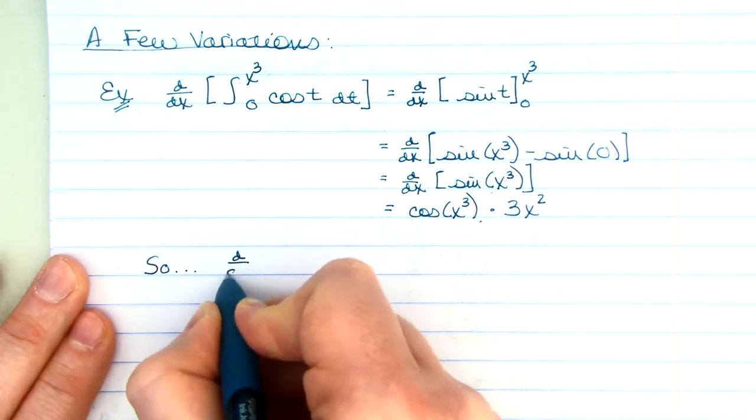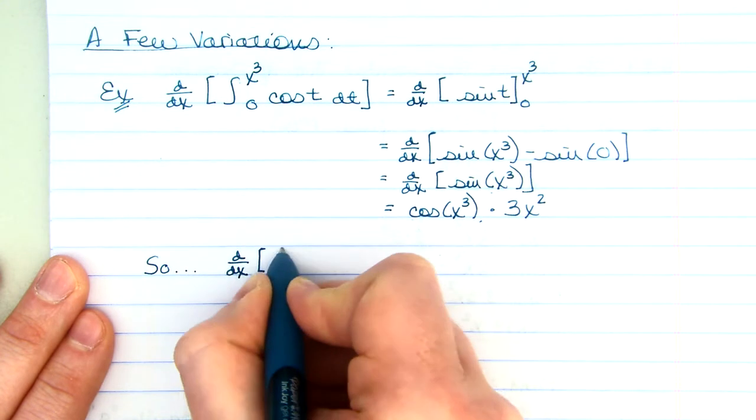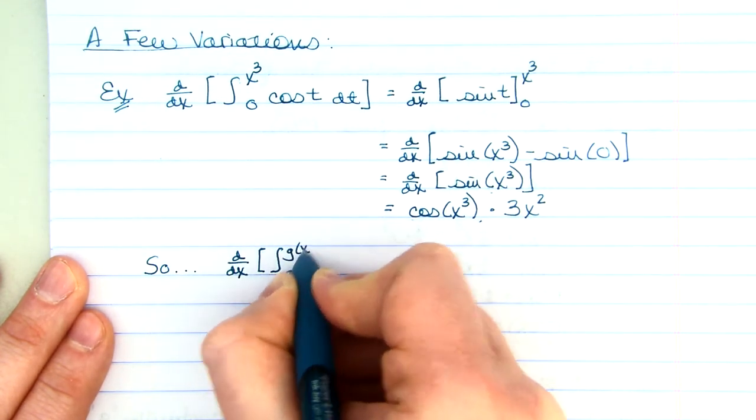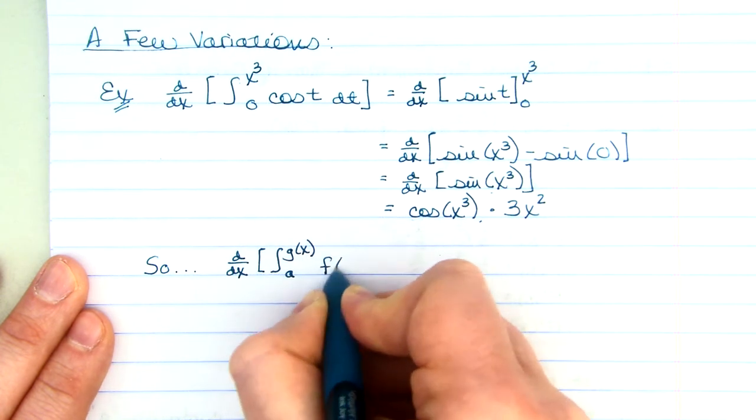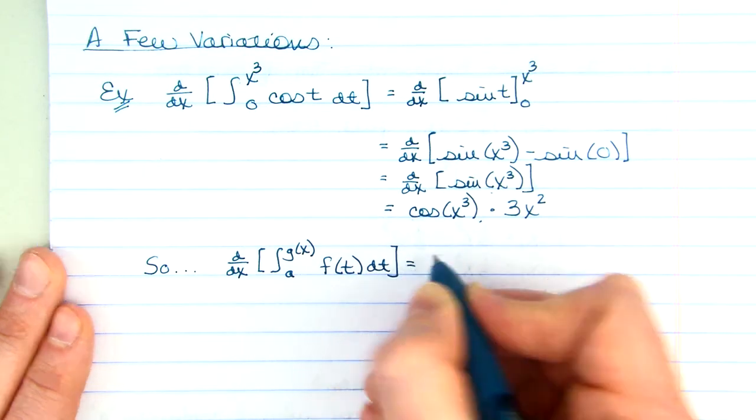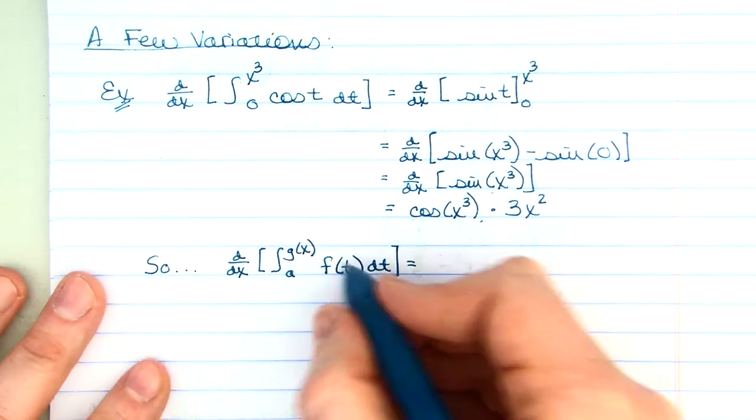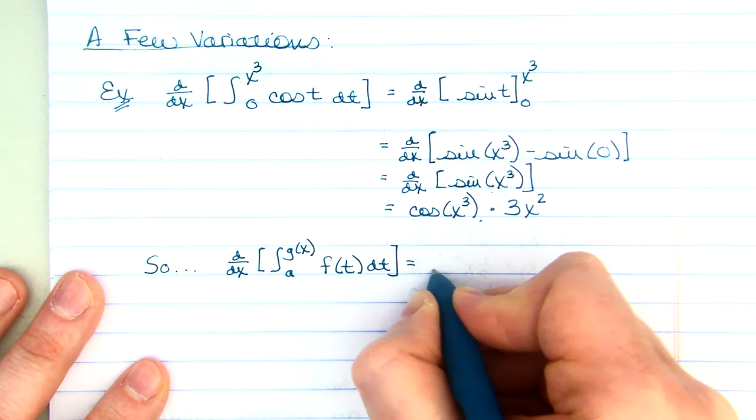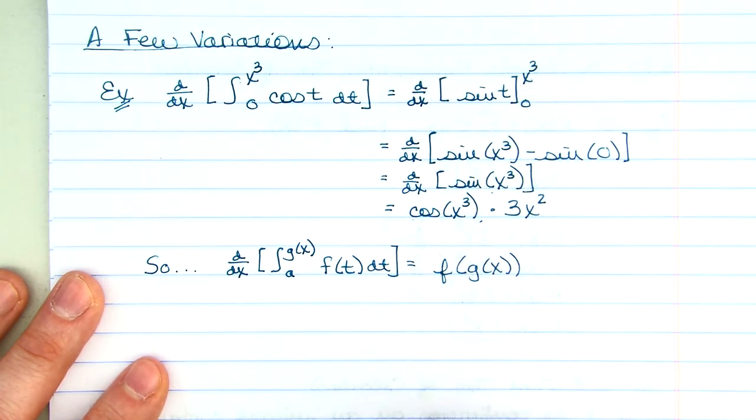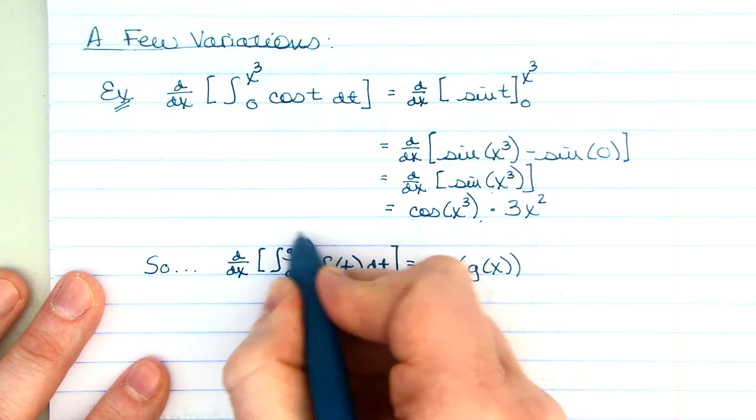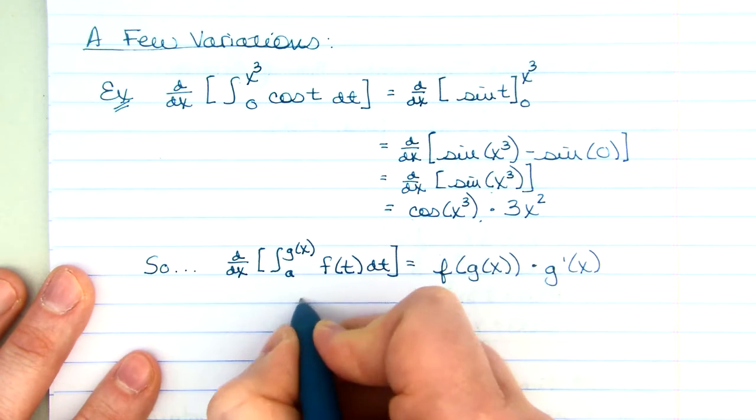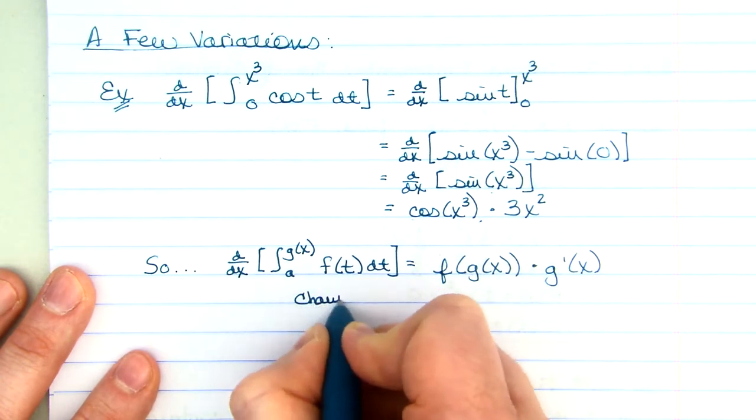Let me try to summarize this. If I want to do the derivative of the integral from a constant to not just x, but g of x, of some function like this, the derivative and the integral cancel. You're going to plug this thing in where the t was. You're going to get f of g of x. By the chain rule, you then need to multiply by the derivative of g of x, so by g prime of x.